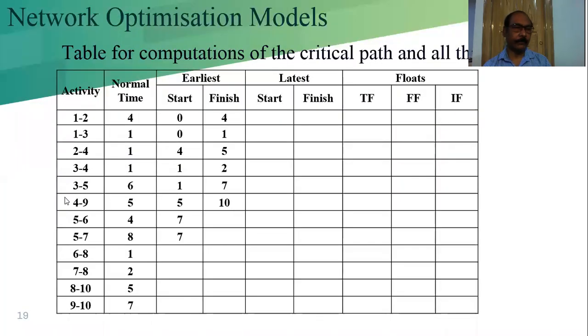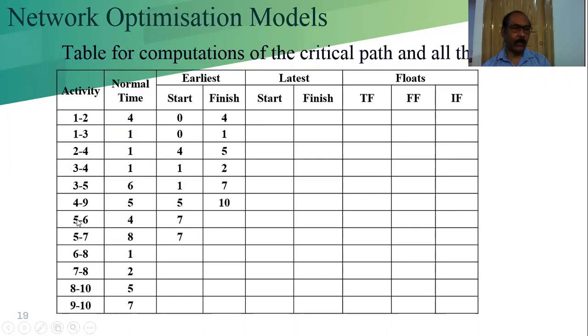I'm discussing this in the next slide. See, I'm going to calculate 4 and 9. If we calculate in one table, it will be very confusing. That's why I'm showing it in a different table. So out of the 4, the finish values are 5 and 2. So 5 is the maximum and should come here. And 5 plus 5 is 10.